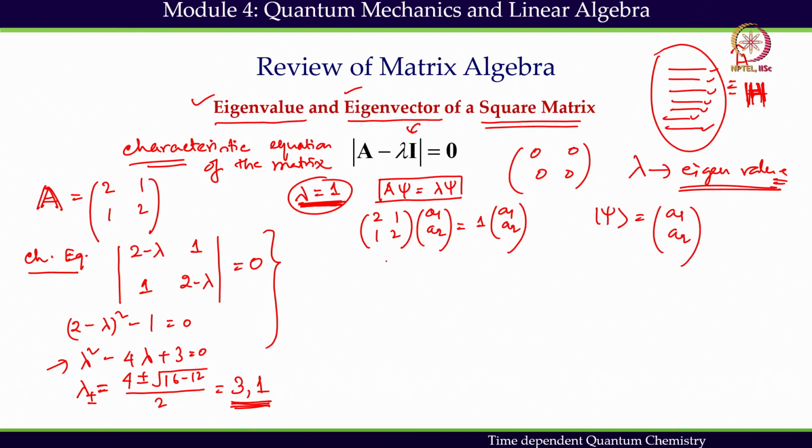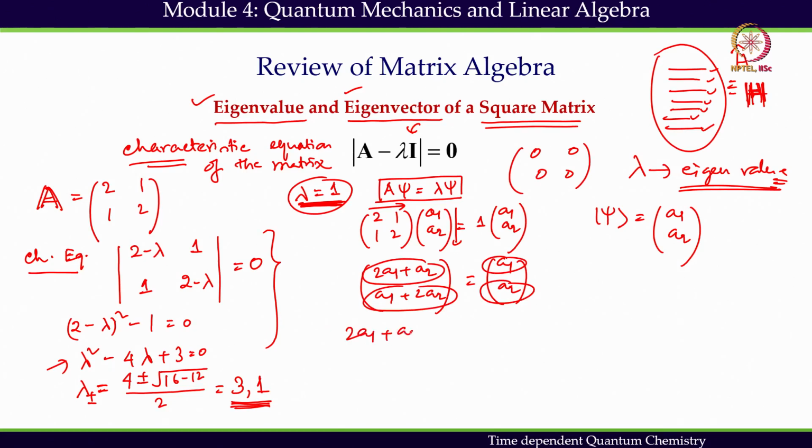Now I can do the matrix multiplication, and this will give me 2A1 plus A2 and A1 plus 2A2, which equals A1 A2. So now what will we do? We will equate the components of the vector on the left and right hand side. This part has to be equal to this, and this part has to be equal to this.